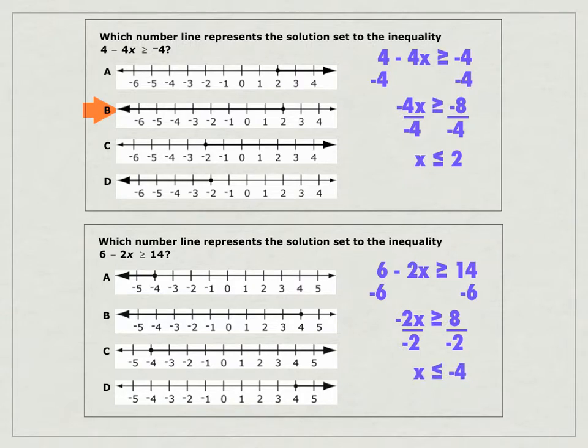Again, I need a filled in circle, which does not eliminate any answer choices. However, I could eliminate B and D because they both have points at positive 4, and I need my point to be at negative 4. The number line that has the inequality x is less than or equal to negative 4 is A.